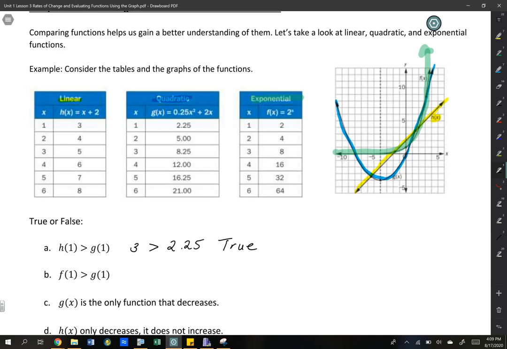If we have f of 1, now in this case, f of 1 is 2. Is that greater than g of 1, which is 2.25? That would be false.